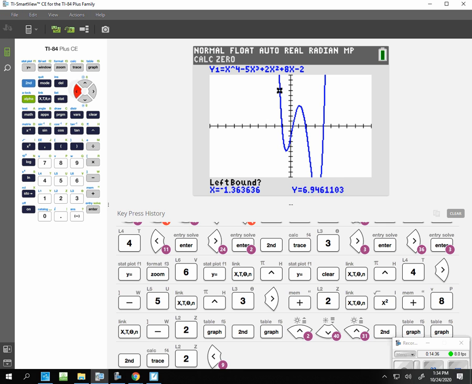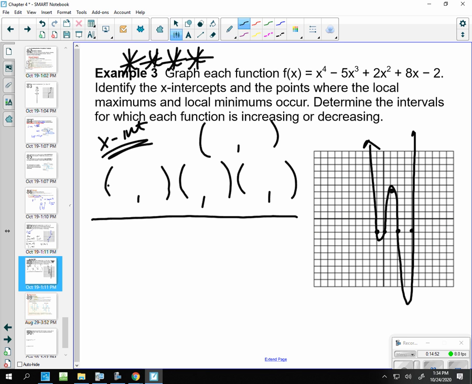So I need to be to the left of the 0. So notice I hit the left arrow and hit enter. And then I need to be to the right of the 0. So as soon as it goes across, I want to know where it crossed at. And I'm going to hit enter there. So negative 1.110. So I got to write that down. Negative 1.110 is the first one.